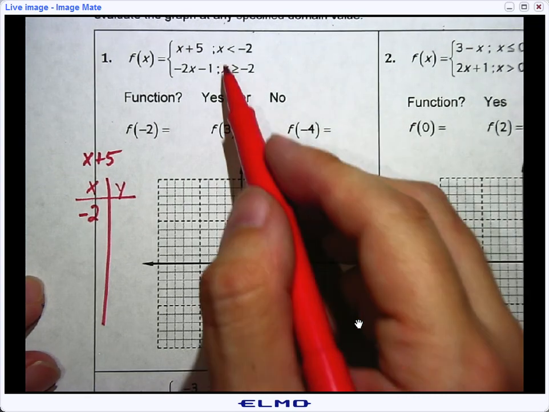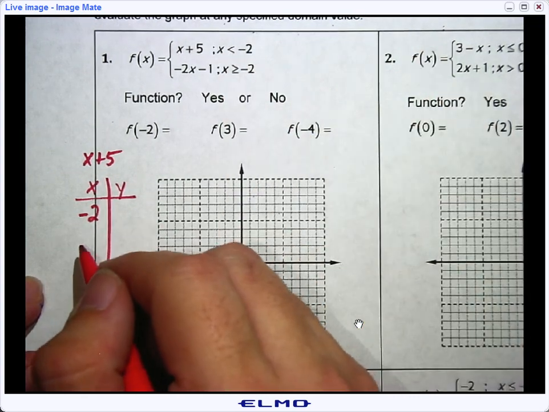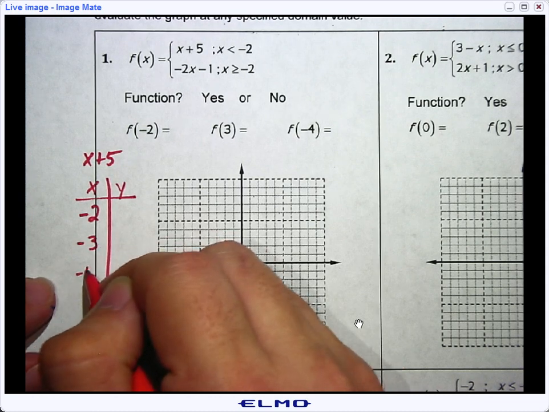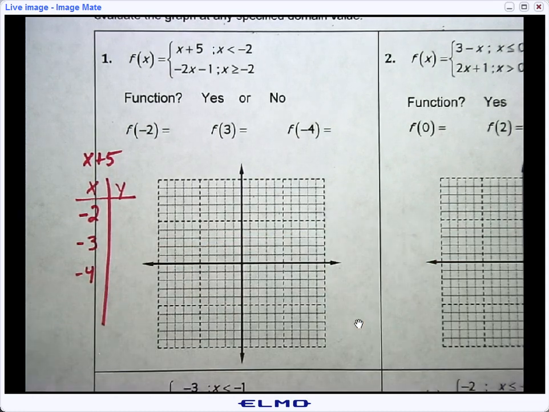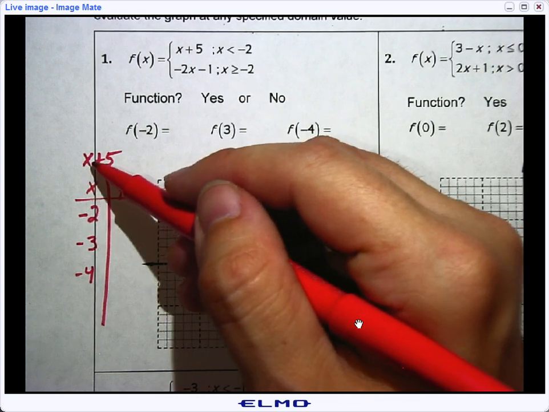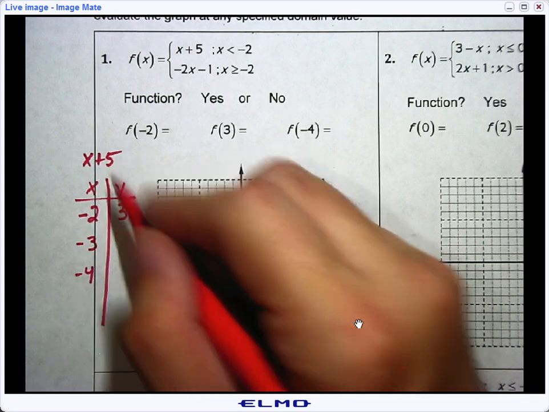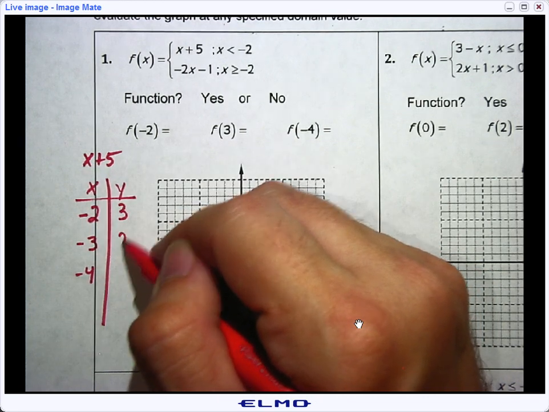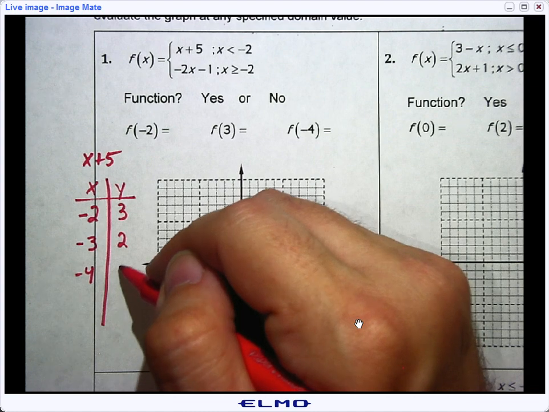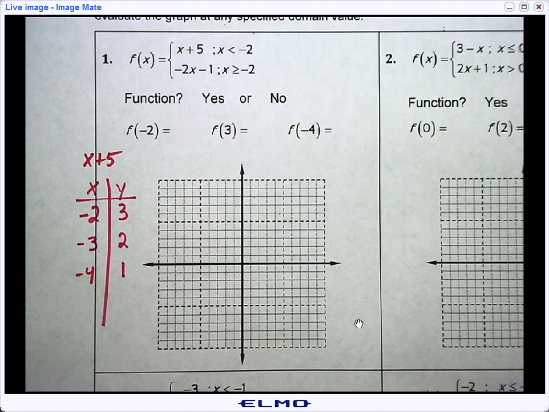And then I need x values that are less than -2. So that would be -3, -4, and so on. I'm going to take each one of these values, plug it in. -2 plus 5 would give me a +3. -3 plus 5, that's going to give us a +2. -4 plus 5, that would give us a +1. So that is the chart for the first function.